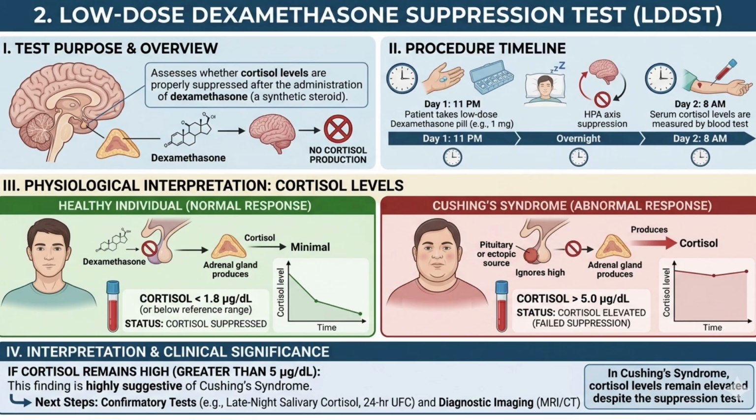Second test is the low-dose dexamethasone suppression test. Purpose is to assess whether cortisol levels are properly suppressed after the administration of dexamethasone, a synthetic steroid. Procedure: the patient takes a low dose of dexamethasone and cortisol levels are measured the next morning. In healthy individuals, dexamethasone should suppress cortisol production. In Cushing syndrome, cortisol levels remain elevated despite the suppression test. Interpretation: if cortisol remains high, greater than 5 micrograms per deciliter, this is suggestive of Cushing syndrome.